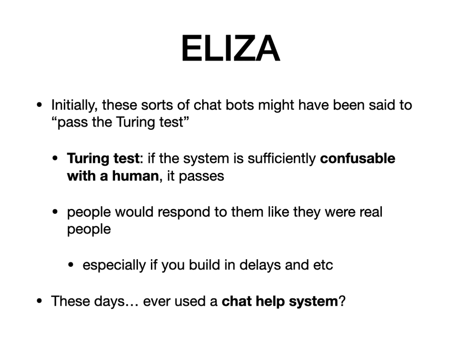It's more about artificial intelligence and the idea of whether or not a system is sufficiently confusable with a human, right? So if somebody makes the mistake that this might be human, something passed the Turing test. Eliza initially might have done it. So people would respond to Eliza like they were real people, right? Especially if you build in little tricks like having them delayed, all that kind of stuff.